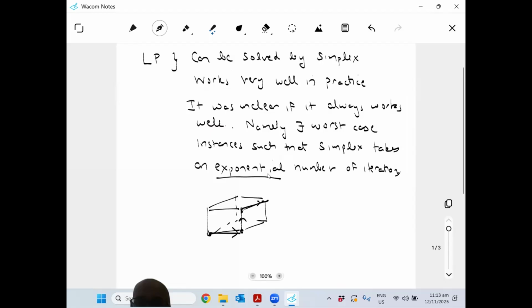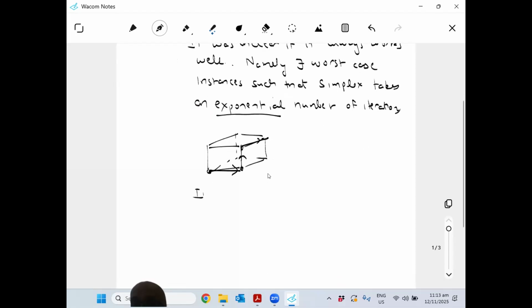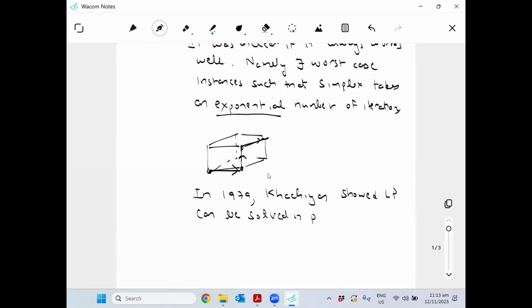So in 1979, a Russian mathematician, Khachiyan, showed LP can be solved in polynomial time. I'll make precise what polynomial time means. But he could not do it with simplex. He had to use a different method in polynomial time, using what is called the ellipsoid method. And I will try to tell you the method today.